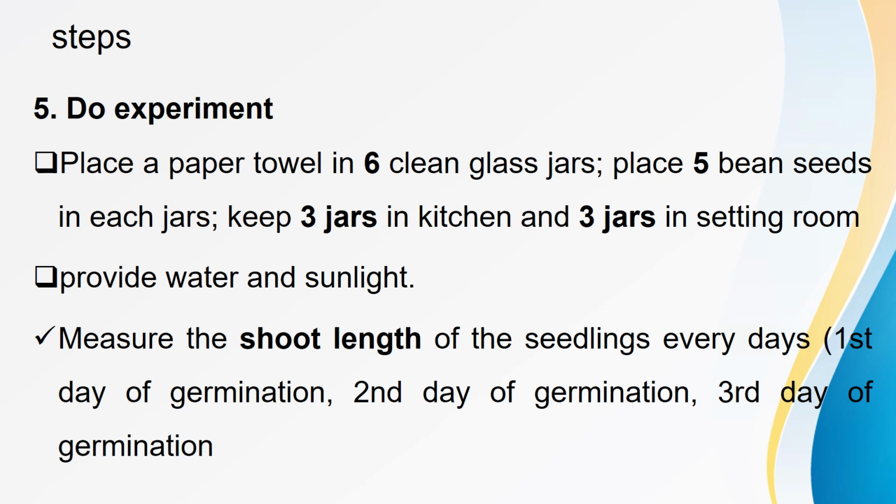Do experiment. Place a paper towel in 6 clean glass jars. Place 5 bean seeds in each jar. Keep 3 jars in the kitchen and 3 jars in the sitting room. Here, each jar has 5 beans, and the jars are replicated 3 times. Provide water and sunlight. Measure the shoot length of the seedlings every day of germination: first day of germination, second day of germination, third day of germination.